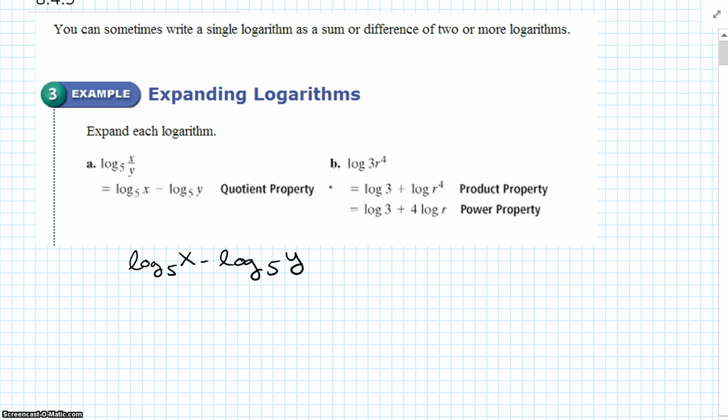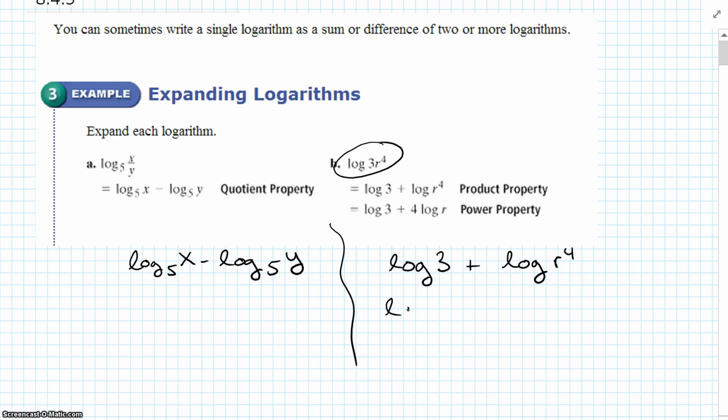Okay, the next one, you're going to work inside out, so you're going to work backwards. So that one would be log of 3 plus log of r to the 4th. Now you'll use the power property. So you rewrite it as log 3 plus 4 log of r.